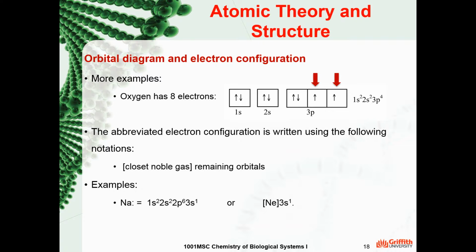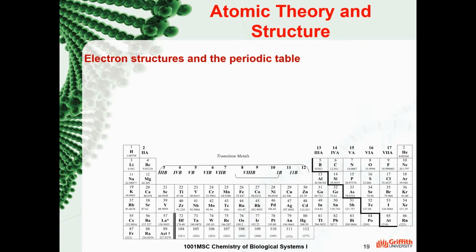Calcium has 20 electrons, and argon, being the closest noble gas, has 18 electrons. So we can abbreviate calcium as [Ar]4s2. Remember from Module 2 that the periodic table is organized in a certain way to reflect the elements' properties. So the elements are positioned in the periodic table according to their electron structure.